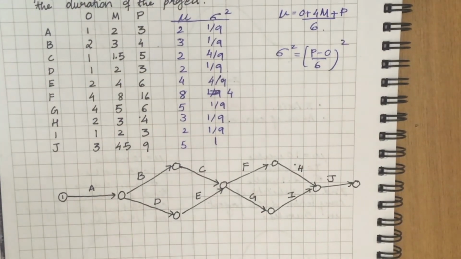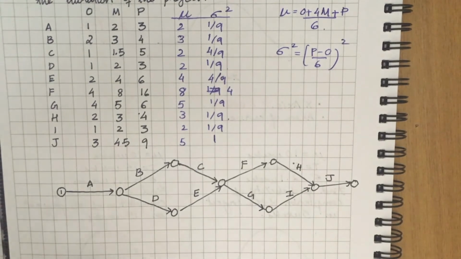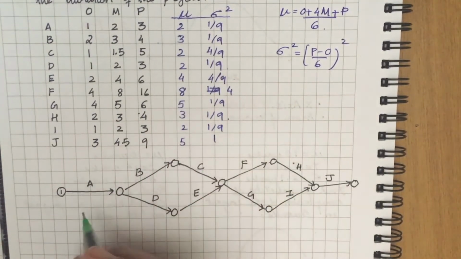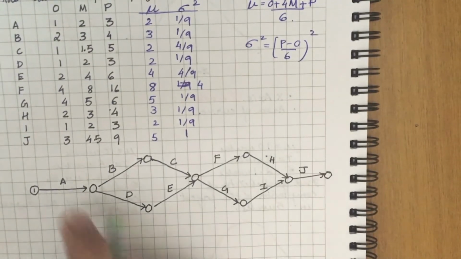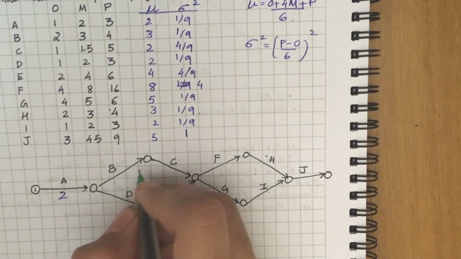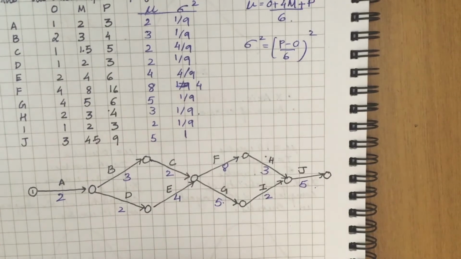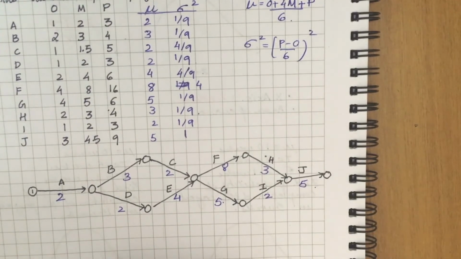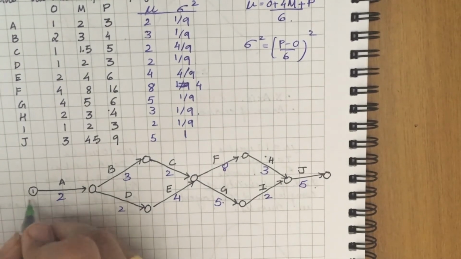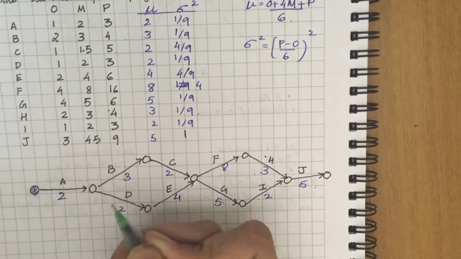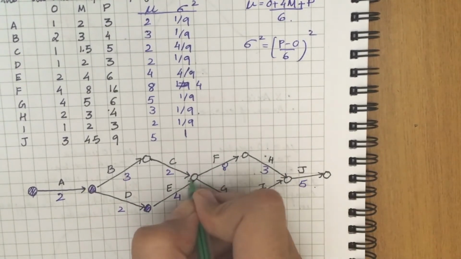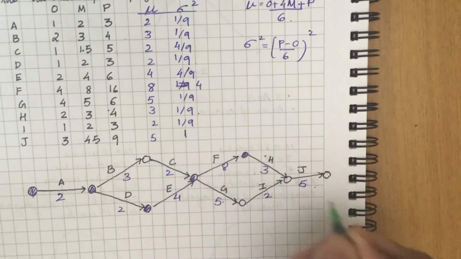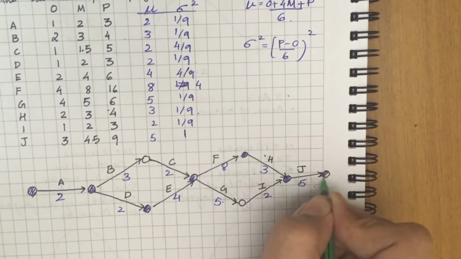So based on this, you need to calculate the value of variance and mean for each of these activities. The next step is to determine the critical path using the mean duration as the durations for each of these activities. The students have to use the critical path method to determine the critical path, but right now I'm skipping that step. The critical path for this network is A, D, E, F, H and J.